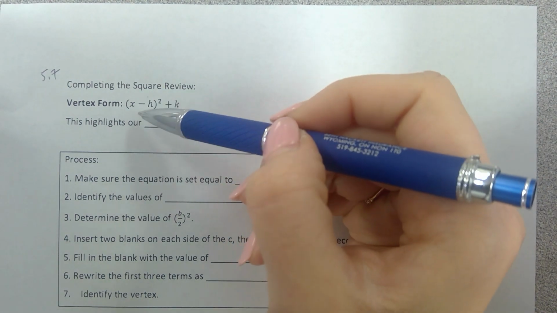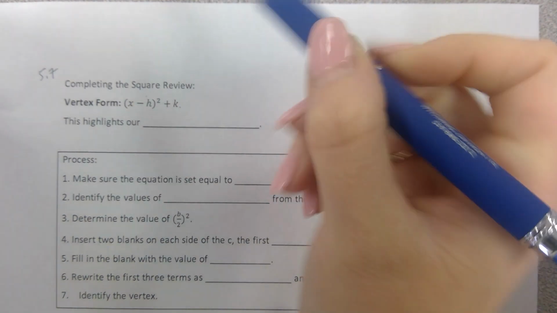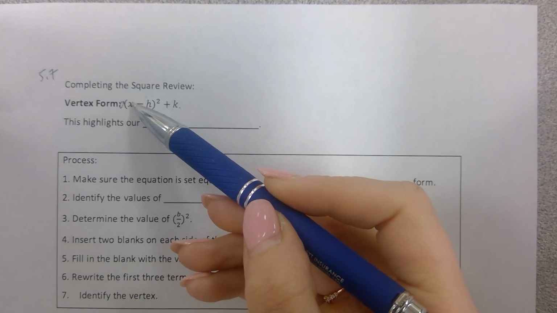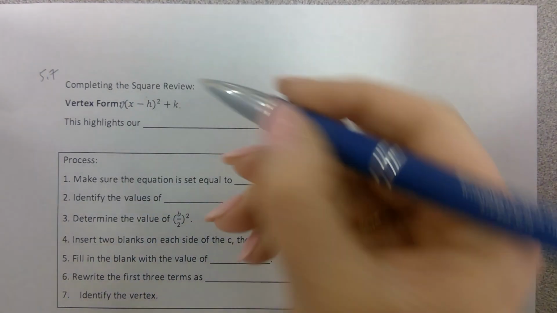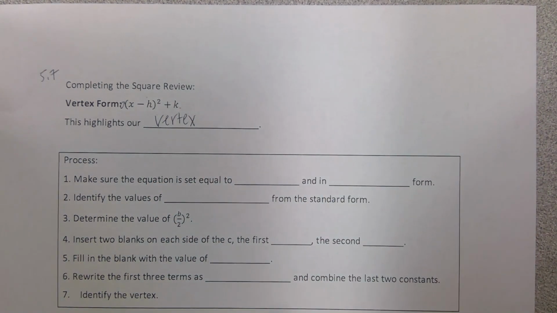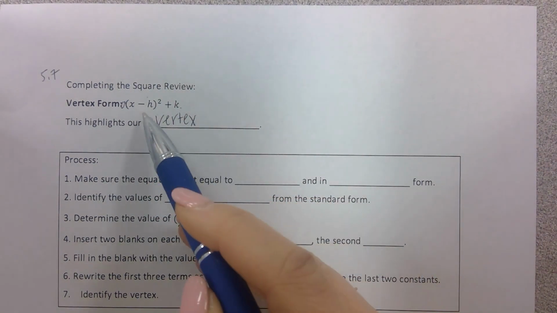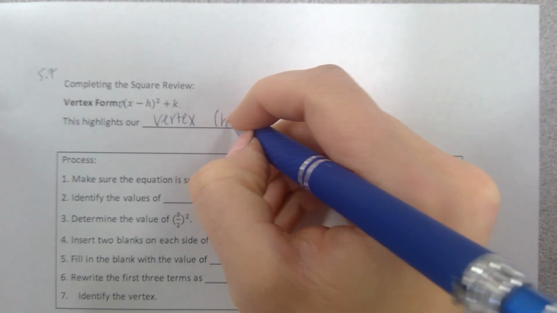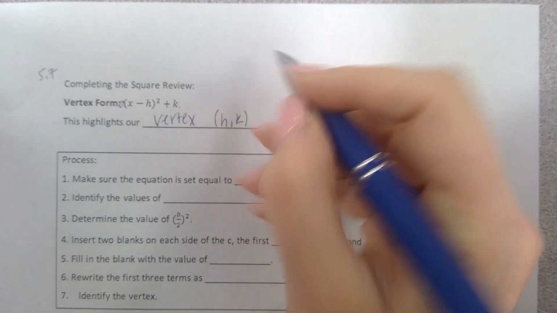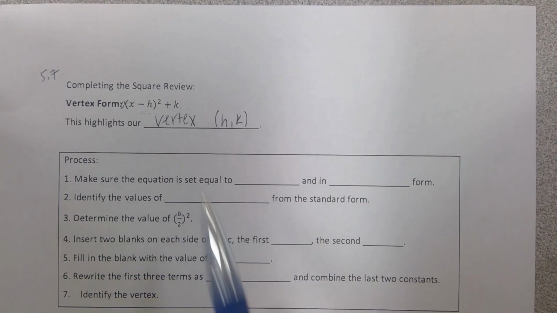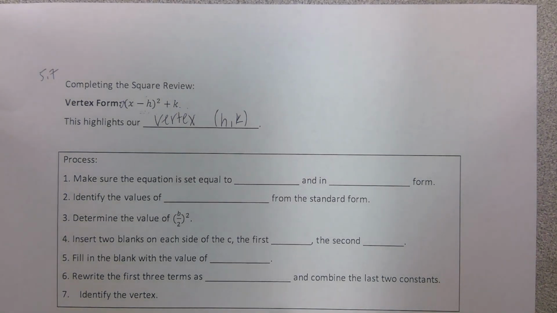So first, a quick review of our vertex form. This is what it's going to look like. We might have a number to the outside, so we can say that could be our A value. And this is going to highlight our vertex. Comes straight from the name. Vertex form highlights our vertex. When we're looking at our vertex, we can come up here to our equation. We can pull out our vertex is going to be H, comma, K. Remember, we change the sign of whatever is inside the parentheses, and then we keep the sign of what's on the outside. So that's just a quick review of vertex form.